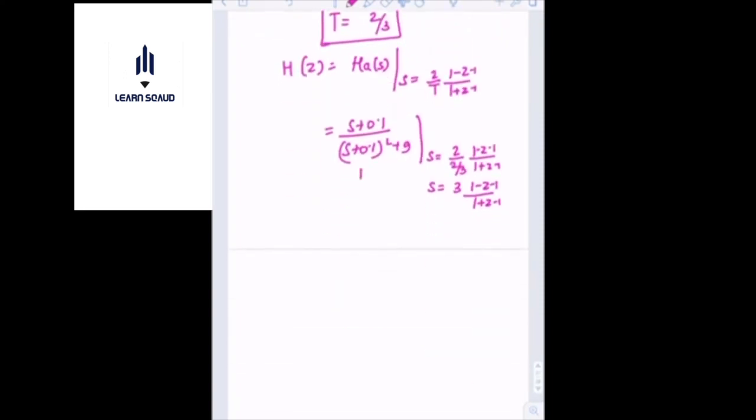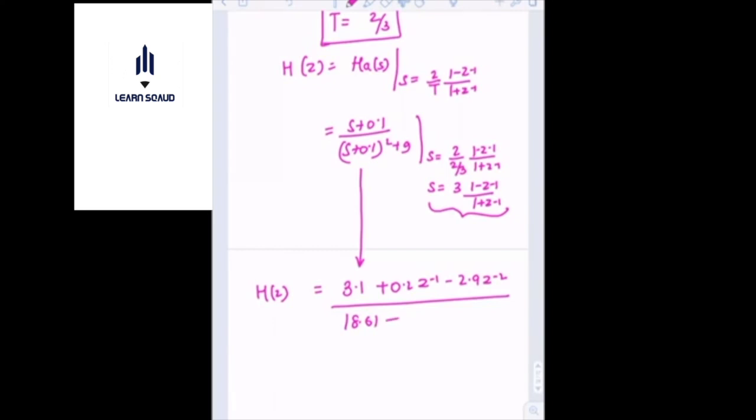Okay. So putting the value of this S, we will get that H(z) is (3.1 plus 0.2 Z inverse minus 2.9 Z to the power minus 2) divided by (18.61 plus 0.02 Z inverse plus 17.41 Z to the power minus 2). So such type of questions can be asked.